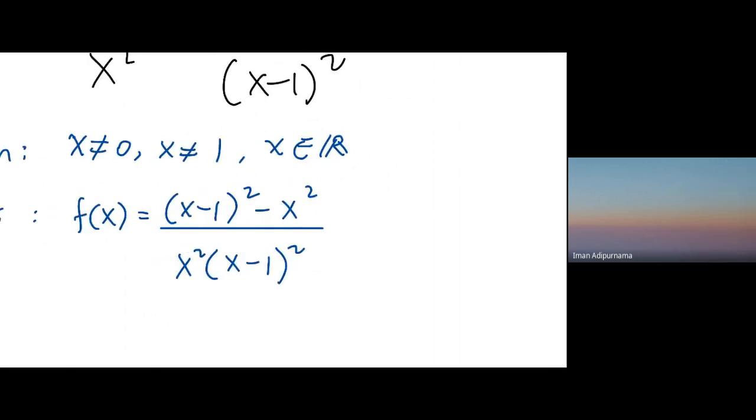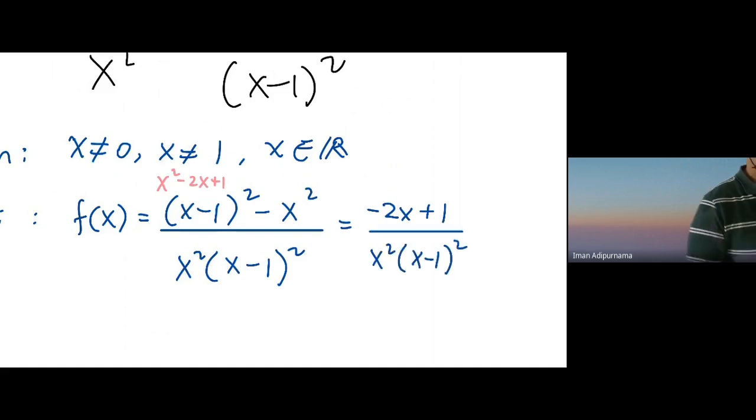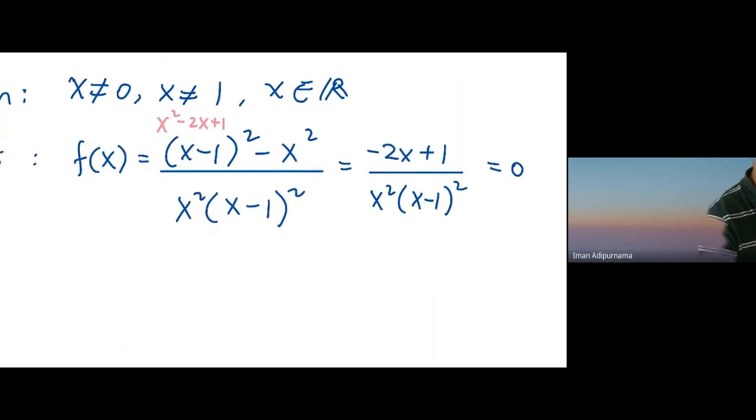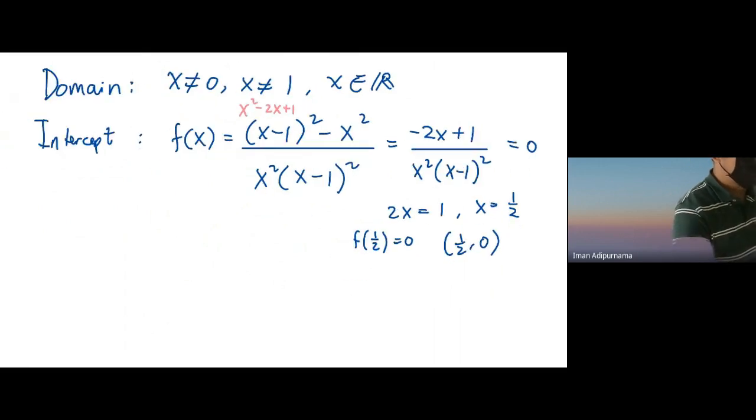And let me calculate this. Okay. And then we have this is 2x, and we need to set this equal to 0. And we get 2x is equal to 1, so x is a half. Okay. So when x is a half, f of x is 0. So half and 0 will be our intercept.